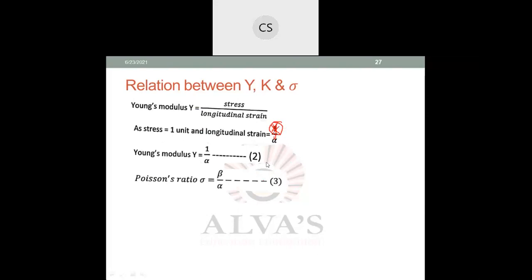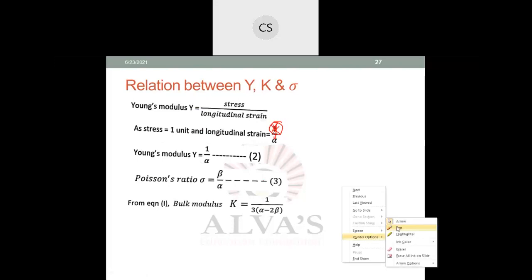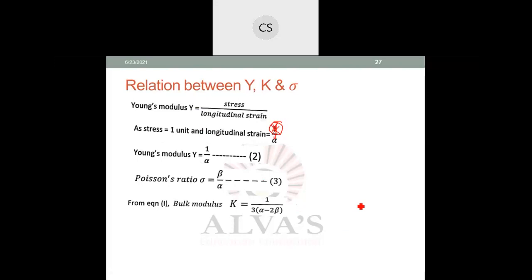We started last class with the relationship between elastic constants. Even in the exam they will ask this question and split it, so you have to read the question carefully and answer. Poisson's ratio is defined as sigma is equal to beta by alpha, that is by definition. So equation 1 says bulk modulus K is equal to, as you have already seen. So this is equation 1.